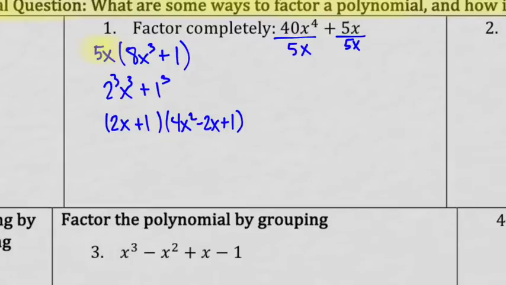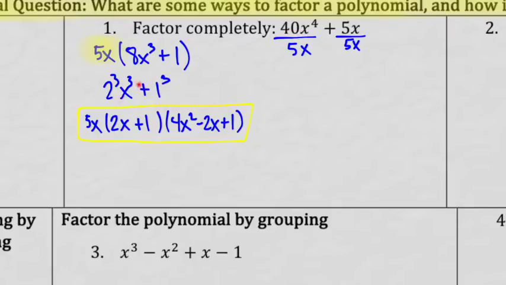All right, now all I got to do is remember to write the 5x that I factored out at the beginning, this one, right here in front. And I'm done. You should always check to see what you have left to see if you can keep going. But at this point, there's nothing to factor here. This is a quadratic, and I know that this quadratic is always going to be irreducible.